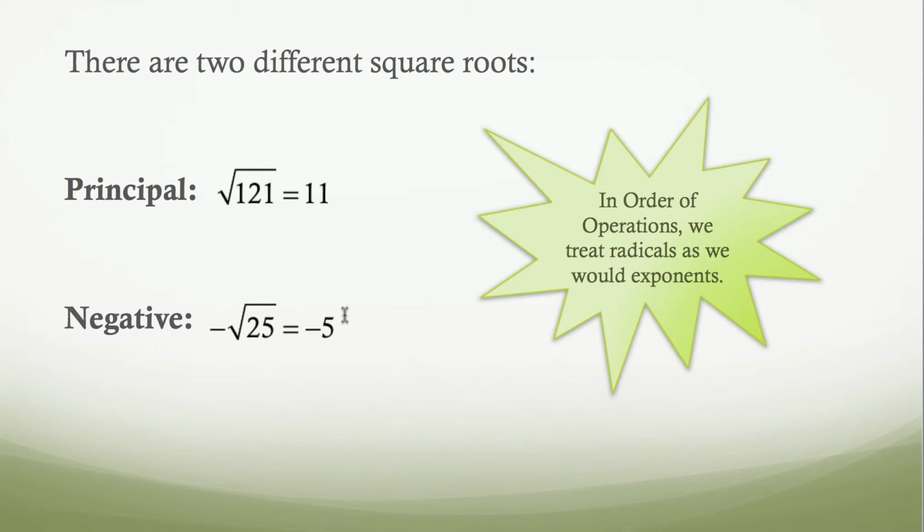When we are doing the order of operations, we treat radicals as we would exponents. So here I would evaluate the radical, which would be just the square root of 25, before applying that negative sign.